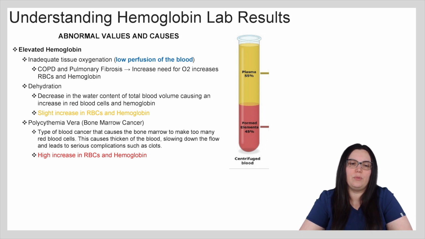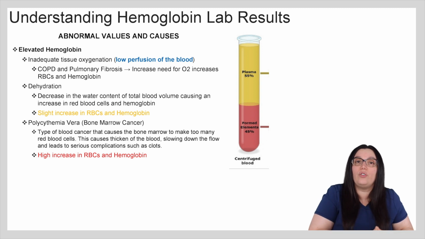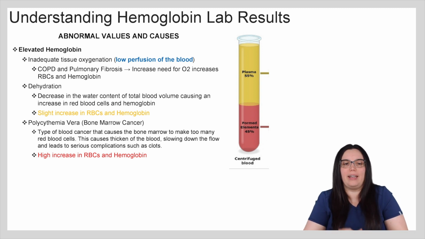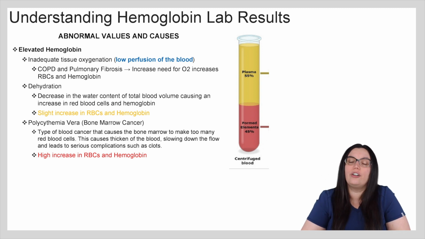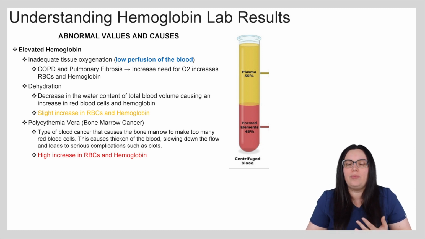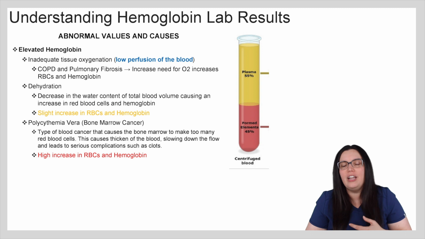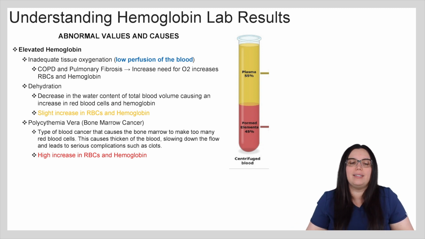So looking at abnormal values and causes, if we have an elevated hemoglobin, it can be from a number of things. We could have inadequate tissue oxygenation, low perfusion of the blood. You see that a lot with our COPD and pulmonary fibrosis patients because we have an increased need for oxygen that thus will increase our red blood cells and hemoglobin counts. When it comes to dehydration, if we have a decrease in that water content of our total blood volume, that's going to increase our red blood cells as well as our hemoglobin.